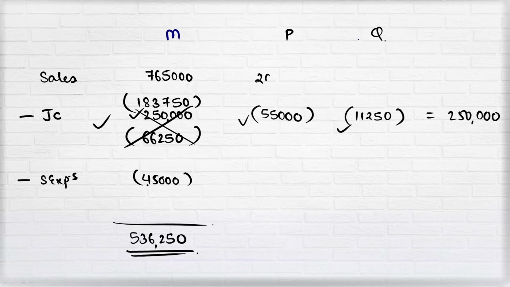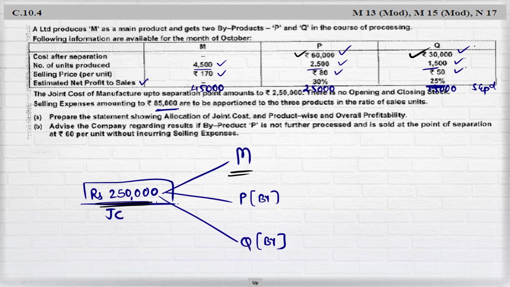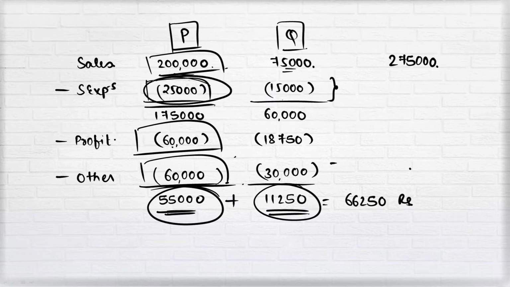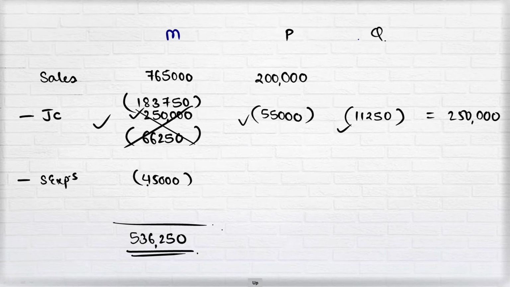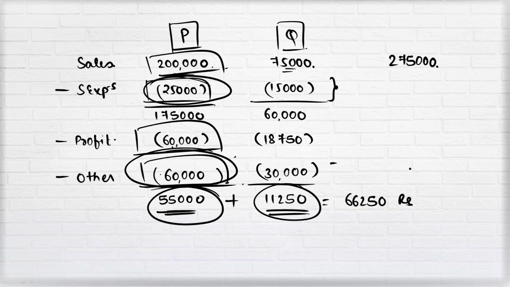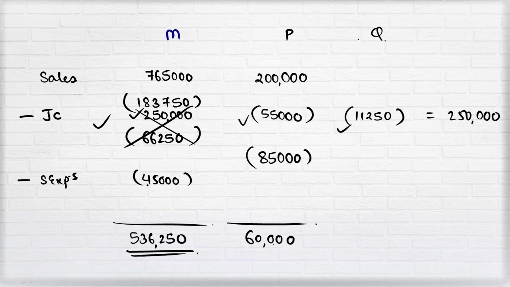Alright. How much is the sales value of P? 2 lakhs. How much joint cost has it borne? 55,000. How much further processing cost is it having? It is having further processing cost of 25 plus 60, that is 85,000 total cost. Can you find out profit of P? It will be 60,000. Is it 60,000?